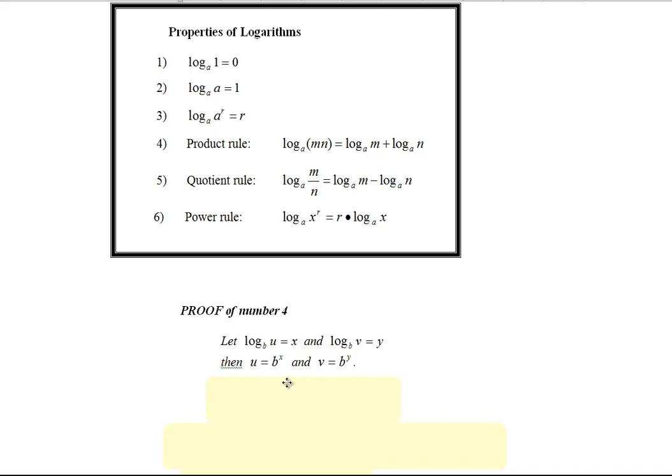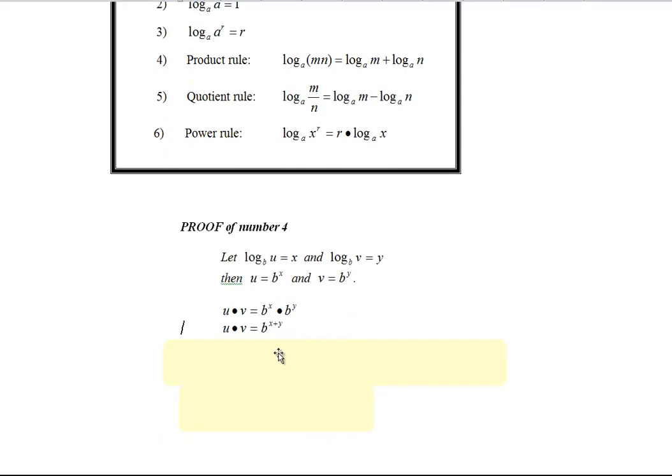Now, next part. Well, what if I decide to do u times v? There's my u times v. Well, that's the same thing as b to the x times b to the y. And remember, I can simplify this since my bases are the same. That would be b to the x plus y. Okay, next part. Well, what if we wrote this last one into logarithmic form? I would have my x plus y equals log uv base b.